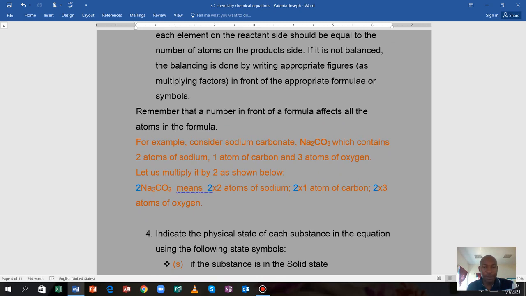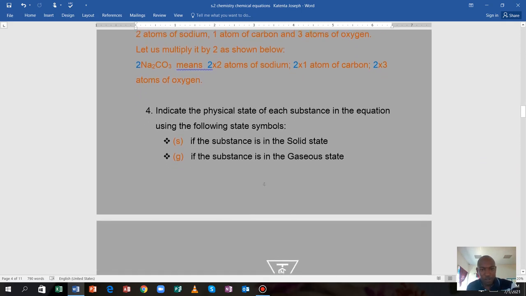Remember that any number that is written in front of a formula will be multiplying all the atoms in that formula by that number. For example, consider sodium carbonate, which is Na2CO3. This contains 2 atoms of sodium, 1 atom of carbon, and 3 atoms of oxygen. But if we decide to put figure 2 in front of that formula in our equation, we mean that we have 2 times 2 atoms of sodium, 2 times 1 atom of carbon, and 2 times 3 atoms of oxygen.